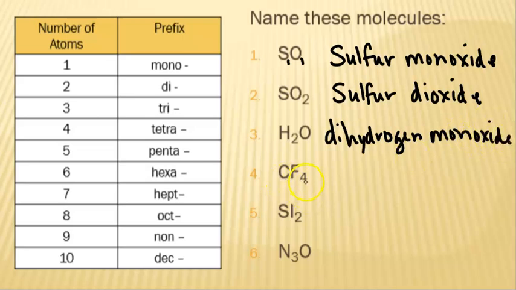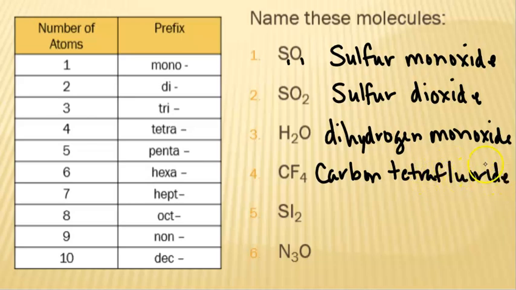Okay, carbon, 4 is tetra. Carbon, tetra, fluoride. Make sure you're spelling these things right. You got a periodic table to use for reference, so make sure you're doing that. Okay, and the second one always ends in IDE, and the first one always ends in its usual name. Okay, and then this right here would be sulfur diiodide.